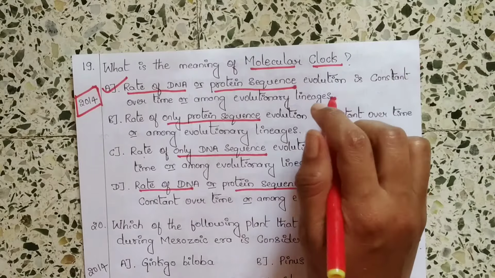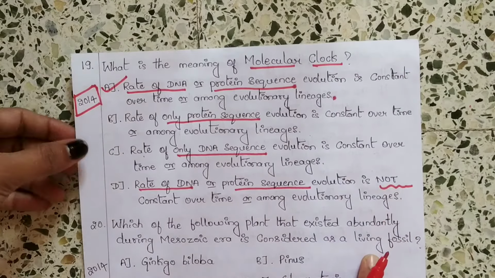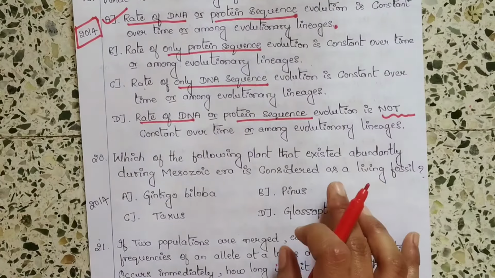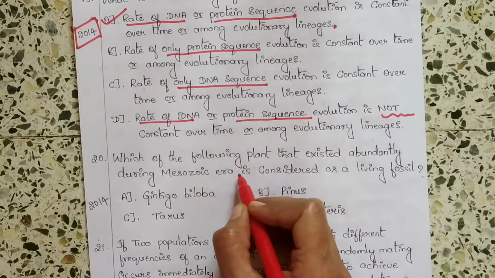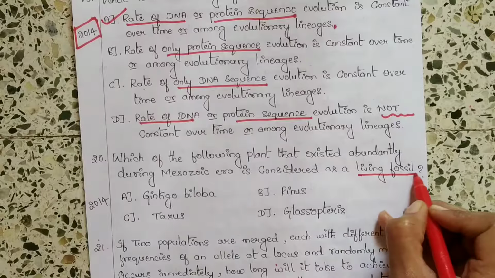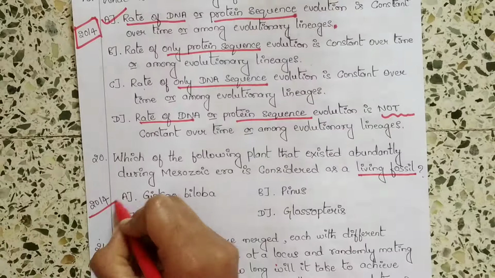Okay, that is the meaning of molecular clock. Let us move on to the next question. Which of the following plants that existed abundantly during the Mesozoic era is considered a living fossil? Which was asked in the year 2014.